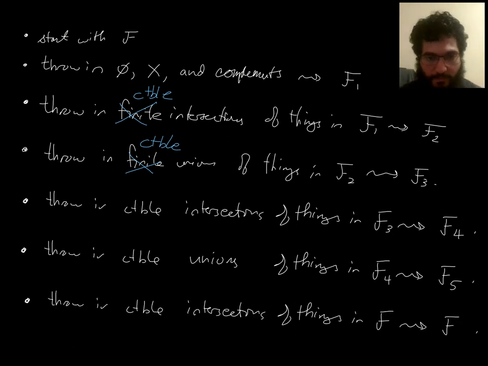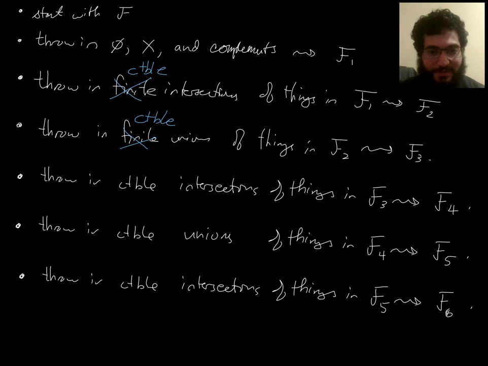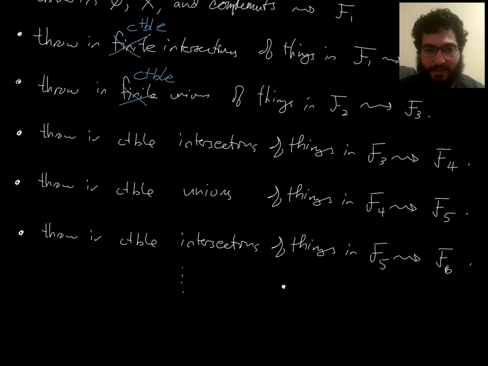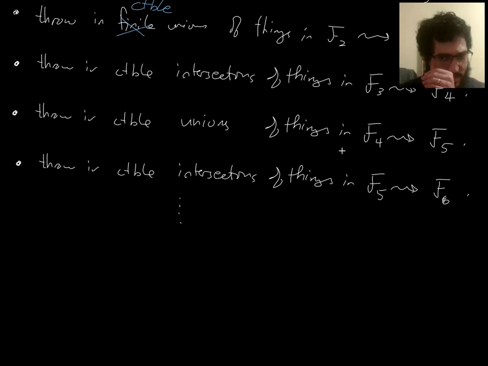So let's throw in countable intersections of things in F5 and build F6. But now it might not be closed under countable unions. Okay, so let's do this forever. Let's keep doing this, trying to close it under countable intersections, under countable unions, and hopefully complements will get covered along the way thanks to the duality of things or whatever. But once you do this, you're seeing that there are problems at every stage.